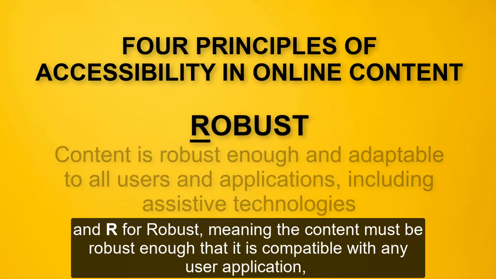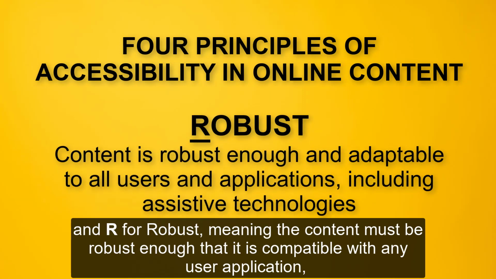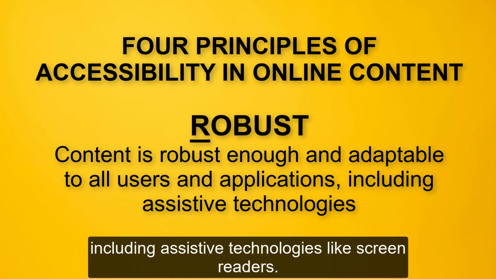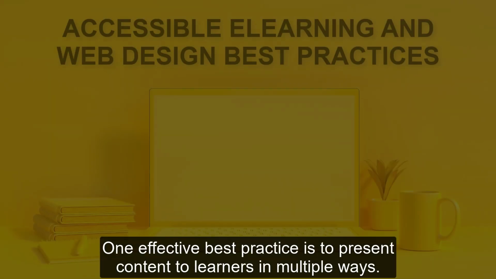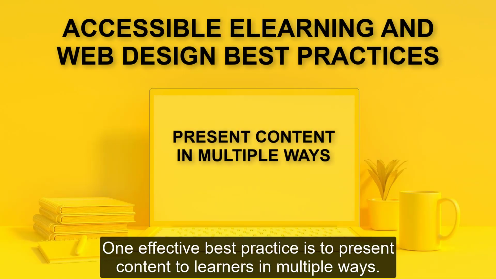And R for robust, meaning the content must be robust enough that it is compatible with any user application, including assistive technologies like screen readers. We can apply these principles in all e-learning content we create, not just in designing web pages. One effective best practice is to present content to learners in multiple ways.